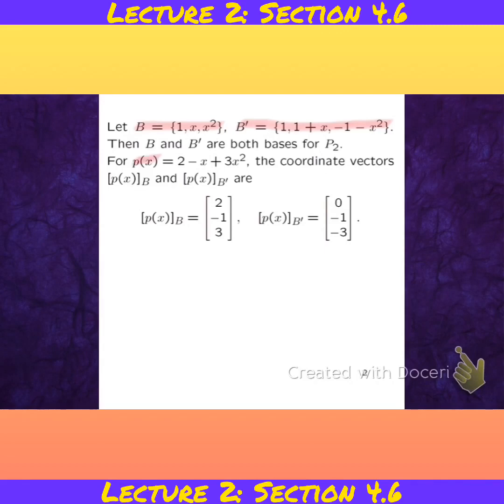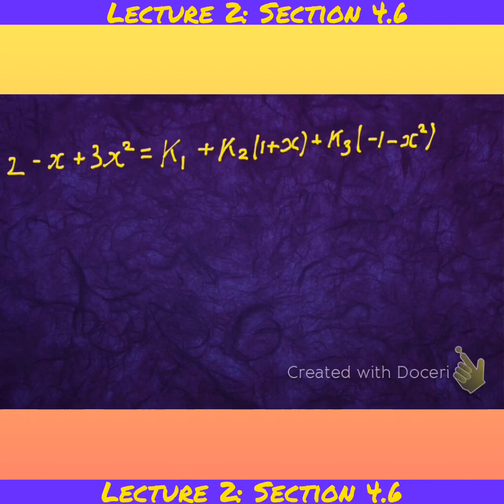Now if you take the vector p(x), which is this polynomial here, then it's easy to see that the coordinate vector of p(x) with respect to the basis B is just, now what's the basis B? We know what that is, 1, x, x squared, and therefore the coordinate vector is just 2, minus 1, 3. Again for B prime it's a different story. There we have to do a little bit more calculation. So there we take the vector p(x), 2 minus x plus 3x squared, and we write it as a possible linear combination of the vectors 1, 1 plus x, minus 1 minus x squared.